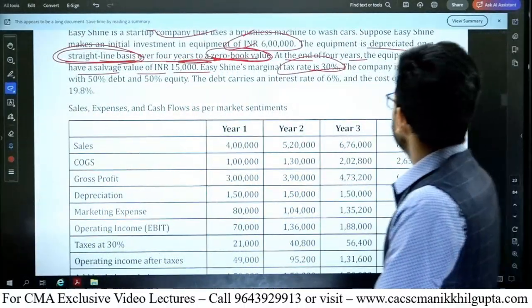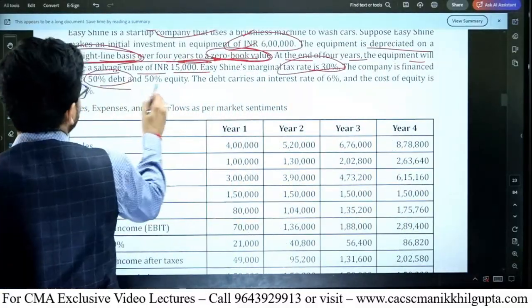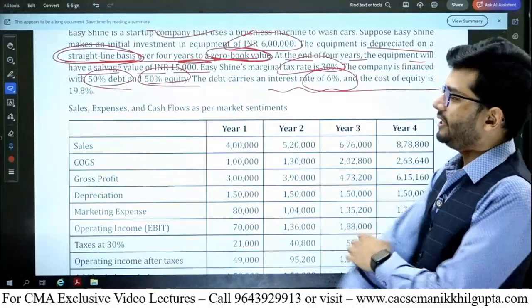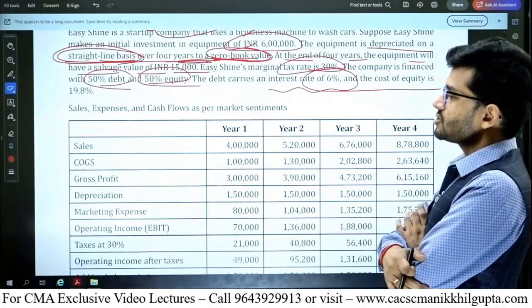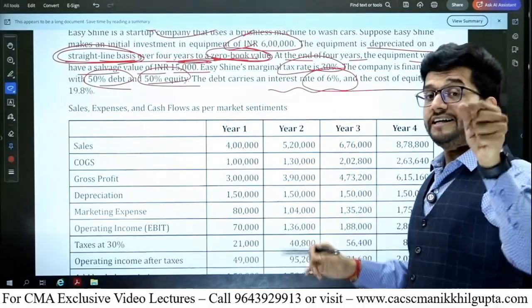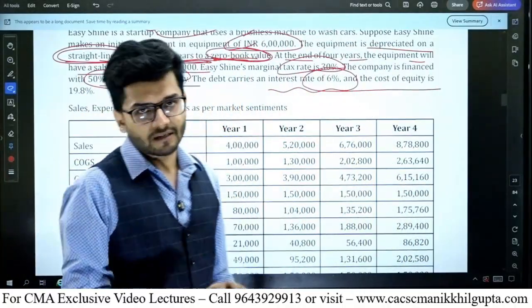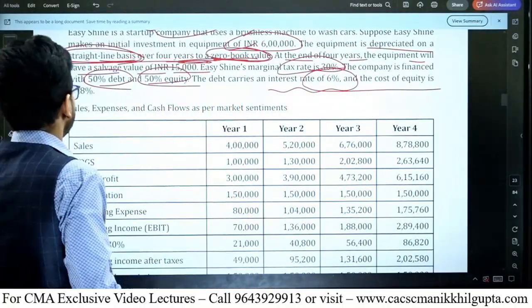The company is financed with 50% debt and 50% equity. The debt carries interest of 6% and the cost of equity is 19.8%. So cost of debt is given to you, cost of equity is given to you. Yes, we will take the weighted average cost of capital if the question requires us to calculate the discounting factor, which we will be required to calculate.